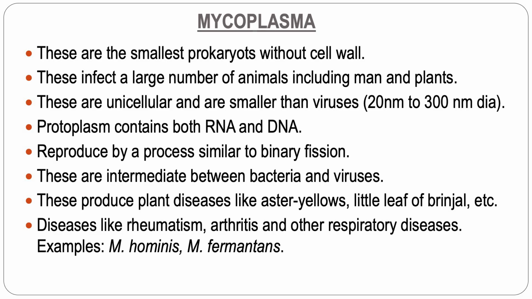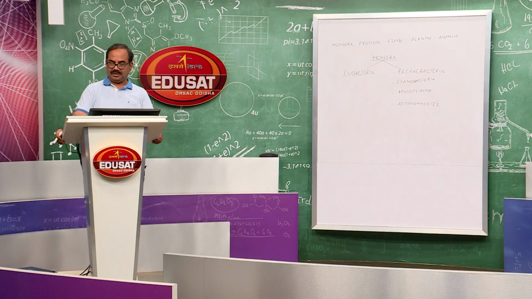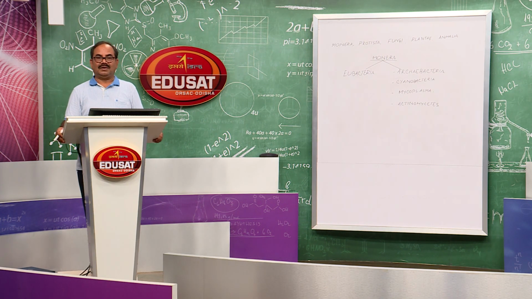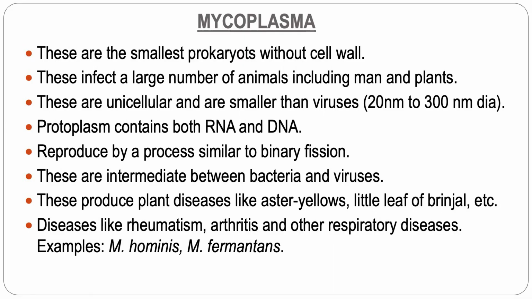This reproduces by a process similar to binary fission. If you go to sexual reproduction, there is no sexual reproduction in this group Monera, like the prokaryotes, and we consider this to be intermediate between bacteria and viruses, and these are causing a lot of plant diseases.